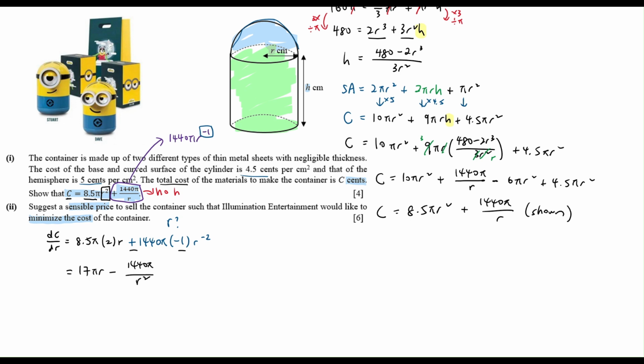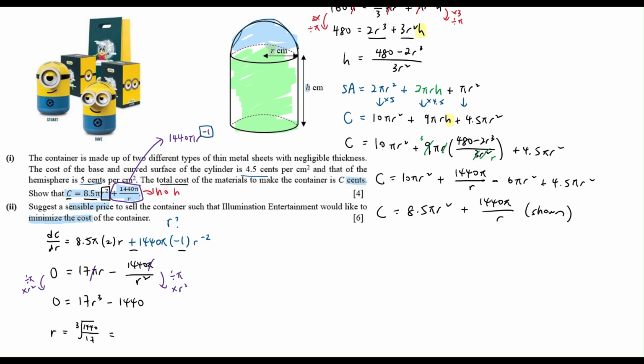So to find the stationary value, we have to let our dC over dr equate to 0. So now we form an equation in terms of r. Don't worry about pi, because we can always divide by pi on both sides and get rid of the pi. And at the same time, remember, we don't like fractions, so we can multiply r squared on both sides. So 0 multiplied by r squared will still be 0. 17r multiplied by r squared gives you 17r cubed minus 1440. I believe that you can make r cubed the subject. After that, you can take the cube root on both sides.